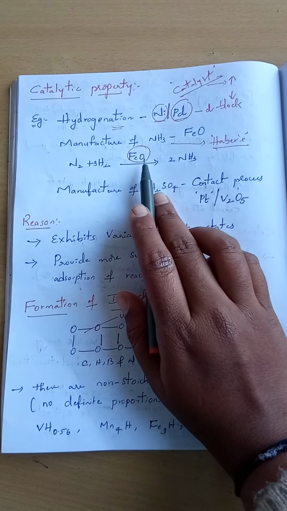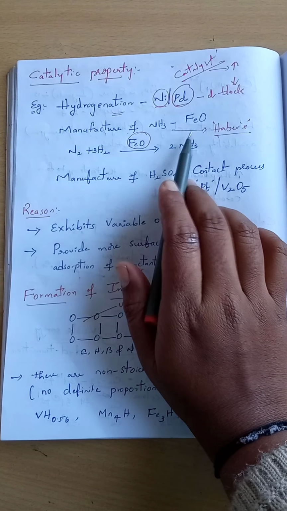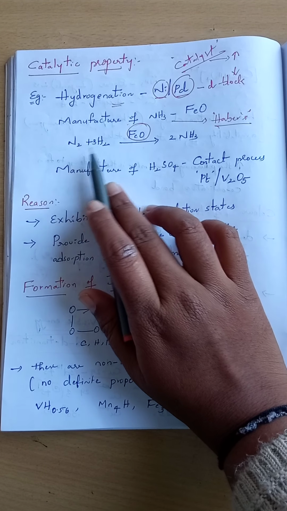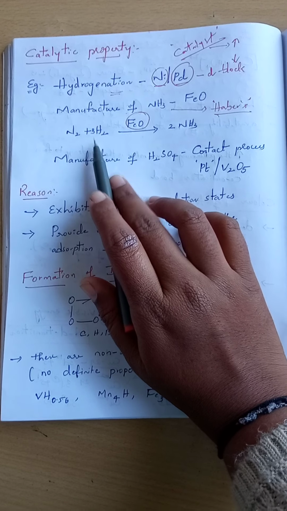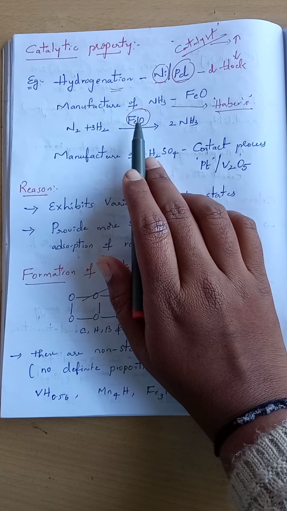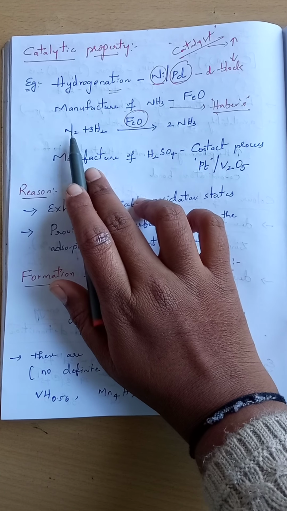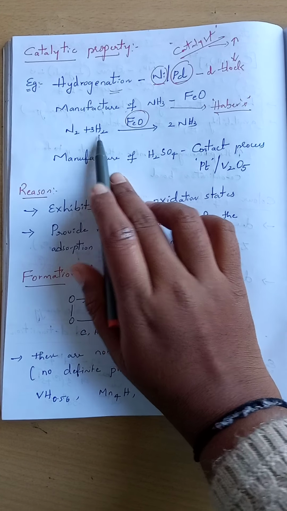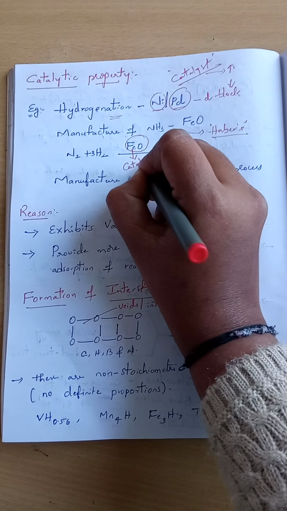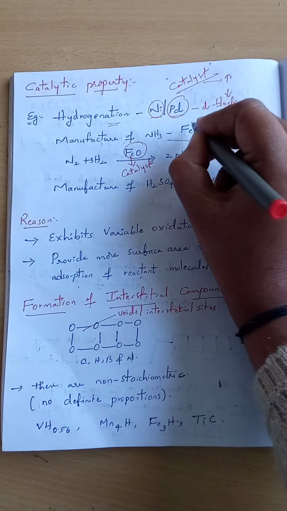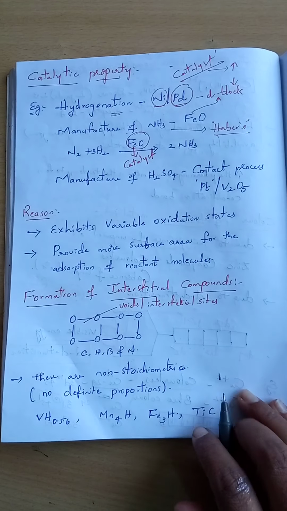But we are using it. Why? To improve the rate of reaction. In general, nitrogen and hydrogen gases are very slow to undergo reaction. Whenever we use this iron oxide, it speeds up the rate of reaction between nitrogen and hydrogen. That means here iron oxide is acting as catalyst. Even this iron is an example of a D block element.